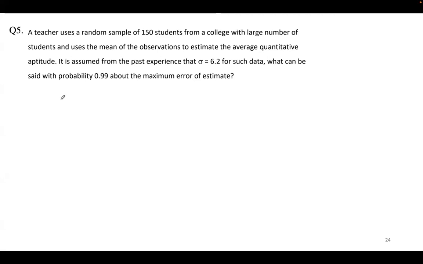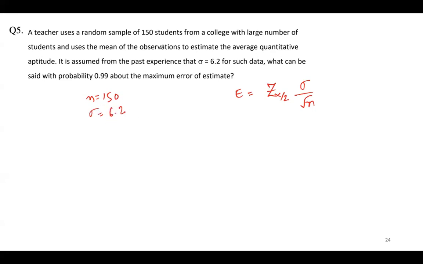The formula of error, if you can check from a few slides back, that we're going to use here is Z alpha by 2 sigma by root n. This is the formula of error. First of all, we need to start looking at what all is known. So n is equal to 150 here, and sigma is equal to 6.2 here.